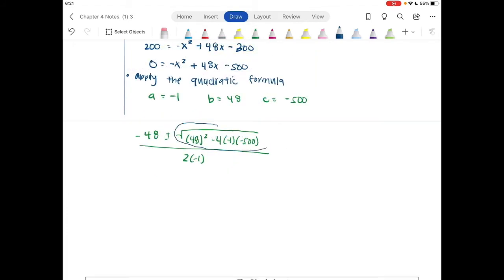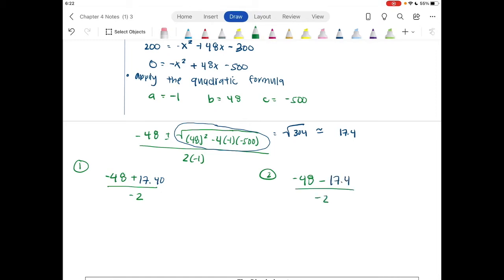Simplifying here underneath the square root will give us the square root of 304, and since we're trying to find dollar amounts, we just want to turn this into a decimal, which is approximately 17.4. So now we have one solution, which is -48 plus the 17.4, all divided by -2. The second solution would then be -48 minus 17.4, also all divided by -2.